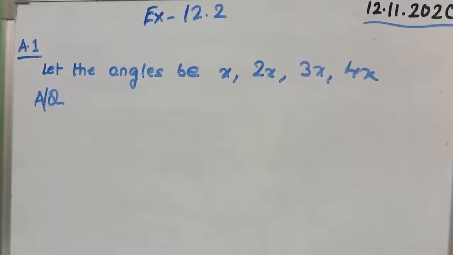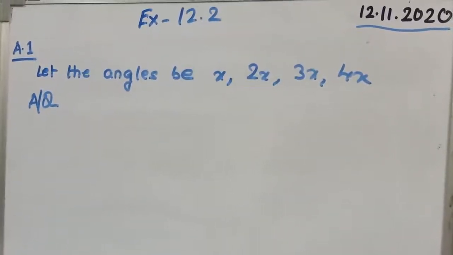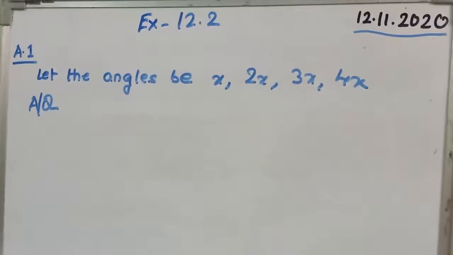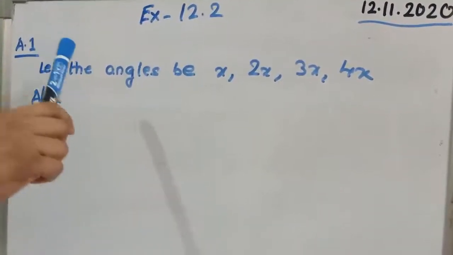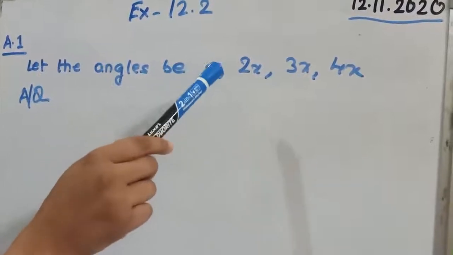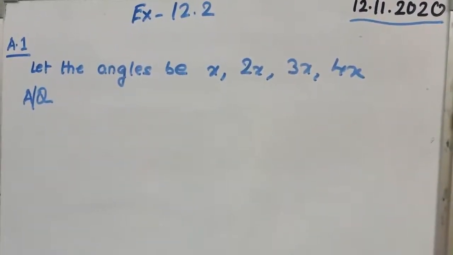Question number A1. The angles of a quadrilateral are in the ratio 1:2:3:4. The largest angle is, okay. When the angles are given in the ratio 1:2:3:4, we will assume that the angles are 1x, 2x, 3x and 4x, since they were in the ratio 1:2:3:4.